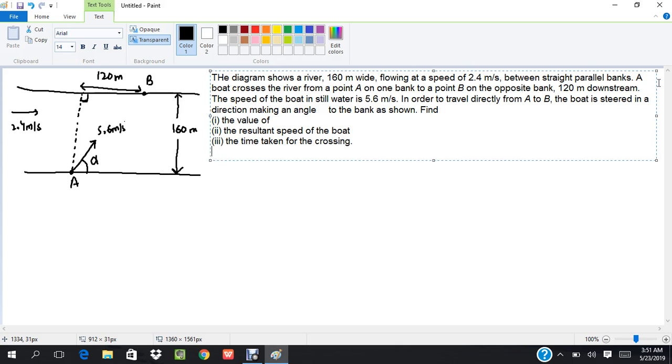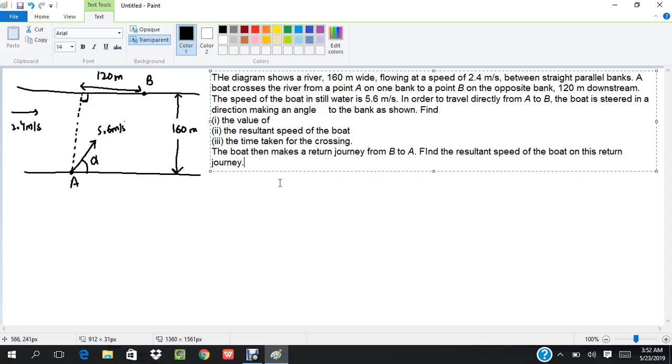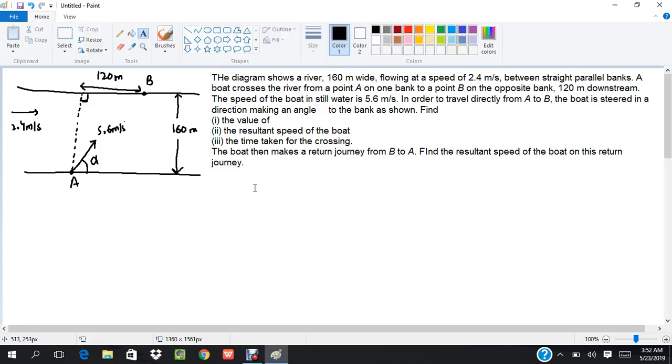There's another part to this question, which is the boat then makes a return journey from B to A. Find the resultant speed of the boat on this return journey. Actually, this second part of this question is of 6 marks alone. The reason I have chosen this question is because of this second part only. So anyway, let's get started.